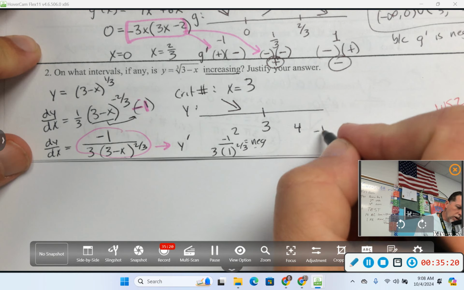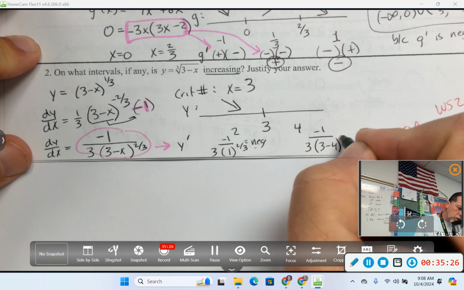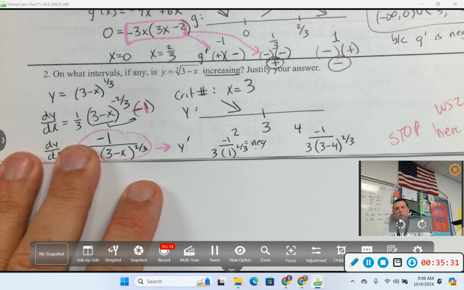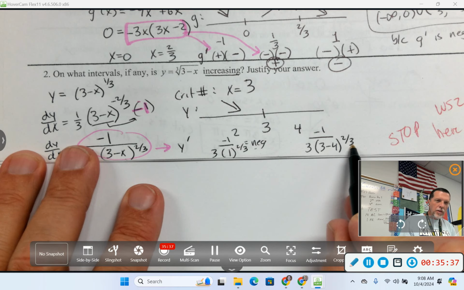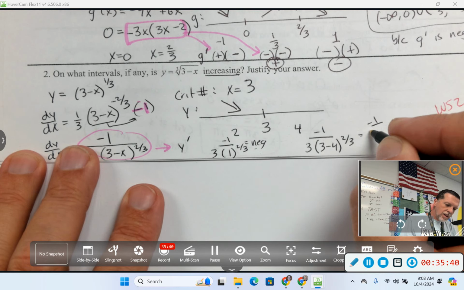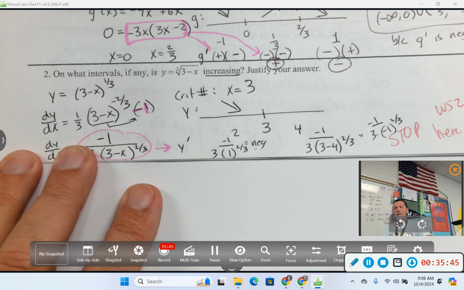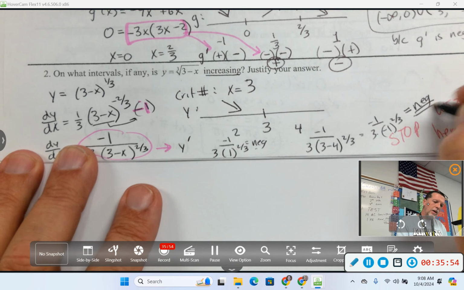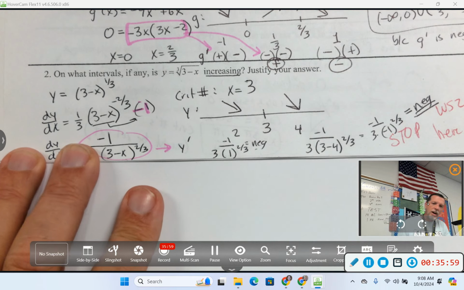If I plug in 4, negative 1 over 3, 3 minus 4 to the 2 thirds. I got to be a little bit more careful on this one. 3 minus 4 is negative 1. The top number is the power, the bottom number is the root. What happens when I square negative 1? I get a positive 1, and then I cube root it. I'm still at a positive 1. So all of this equals negative. Again, we don't really care about the values. We care about the signs. So that means y is decreasing.